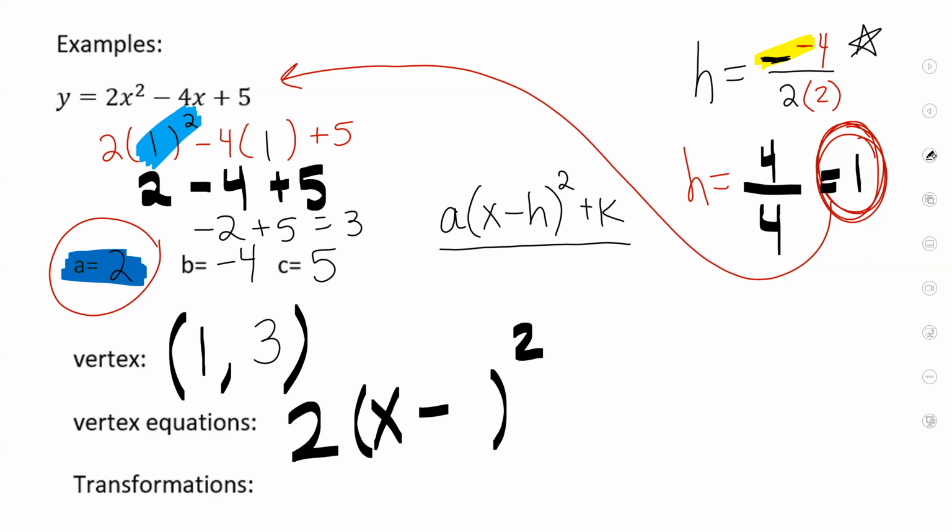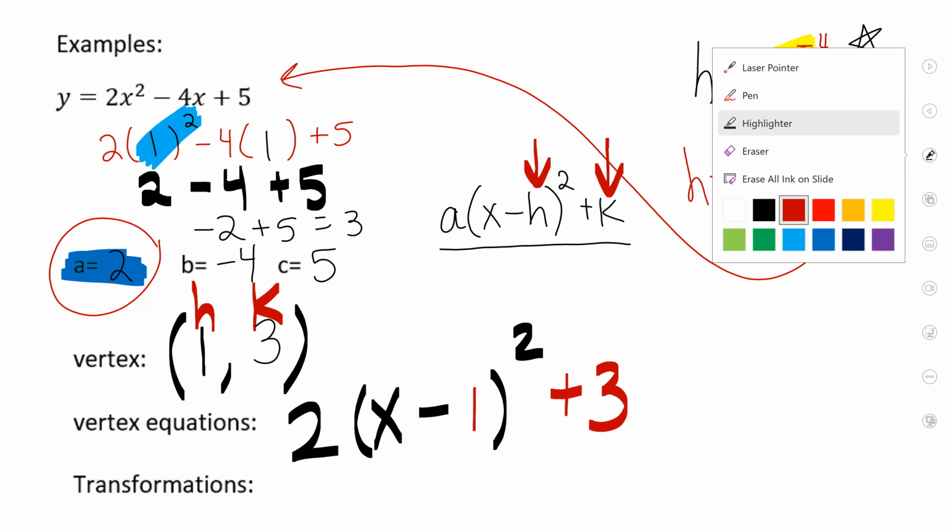All right, and then let's label my H value. This is my H value, everyone label it, and this is my K value. So I'm going to put in H. My H value is 1, so everyone put a 1 there. My K goes out here. That's a 3, so I'm going to put plus 3. So that is your vertex form equation.